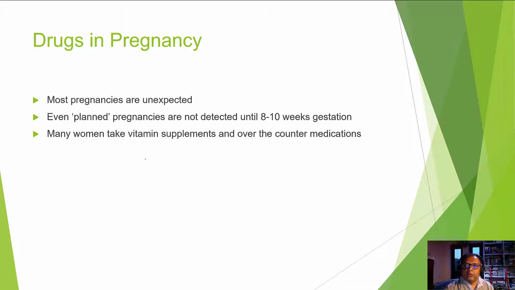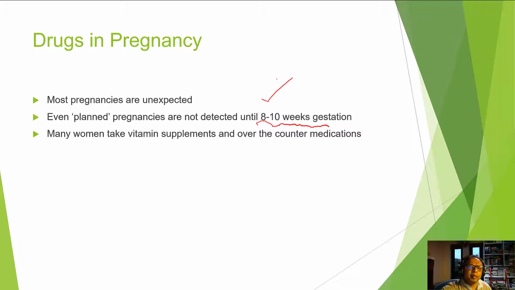Another thing which you need to remember is that drugs which are prescribed in pregnancy are often given without any knowledge of the woman that she is pregnant, as almost 70% of pregnancies are unexpected. Even in planned pregnancies, we do not detect them until around 8 to 10 weeks of gestation. By that time, which is the period of embryogenesis, most of the drug exposure has happened and the baby has been exposed.